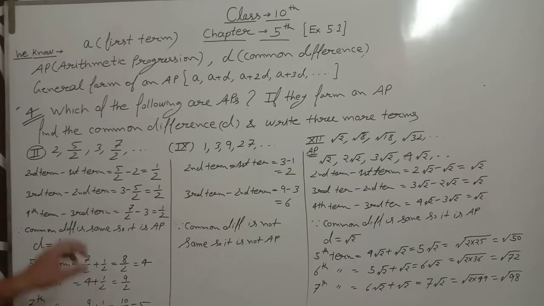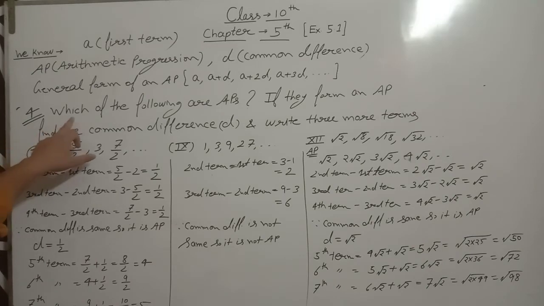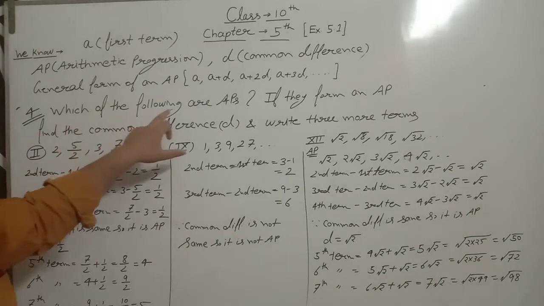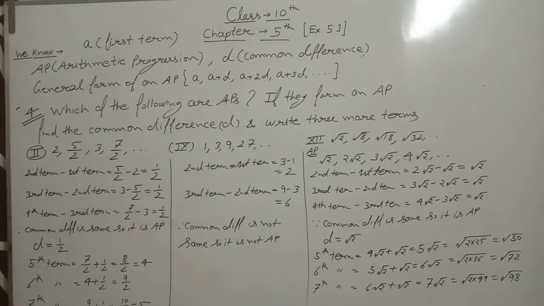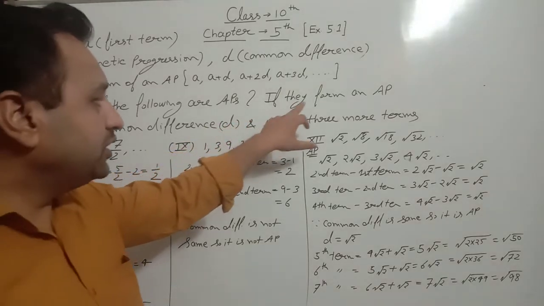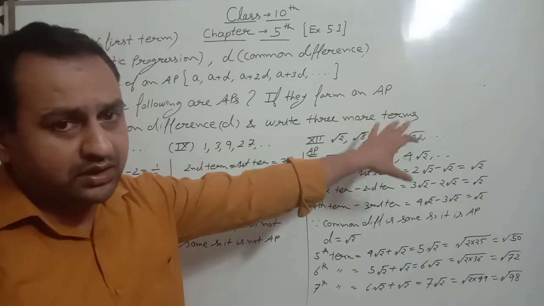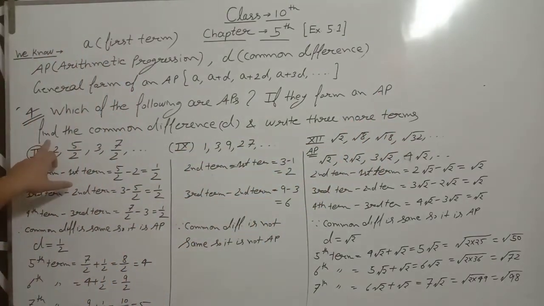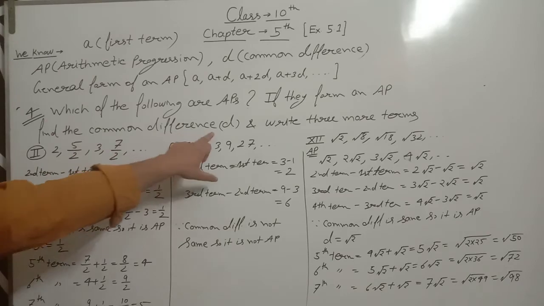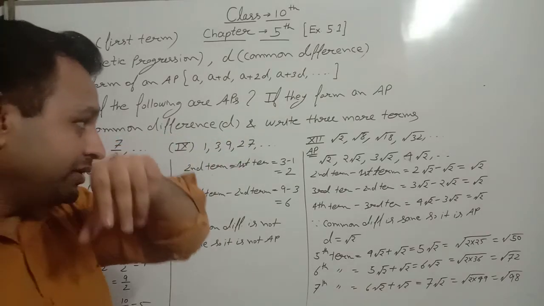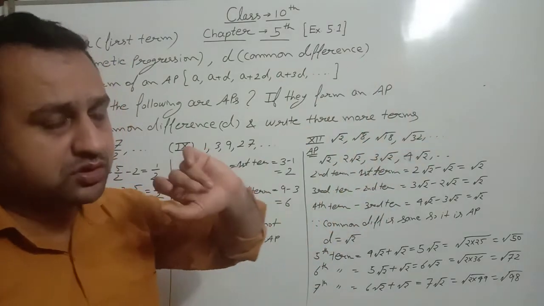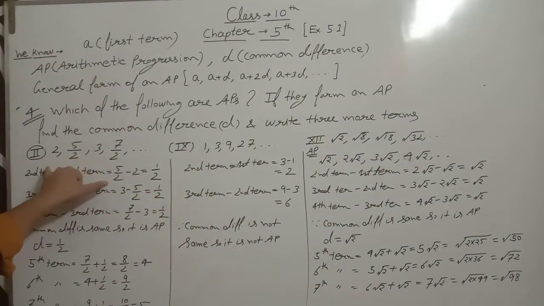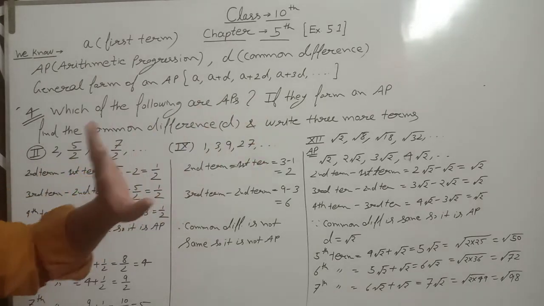Okay, now students, we have to do question number 4. In question number 4, which of the following are APs? In the list of numbers, we have to consider whether the given list of numbers is an AP, yes or no. If it forms an AP, find the common difference d and write 3 more terms. We have to study the second, 9th and 12th parts.